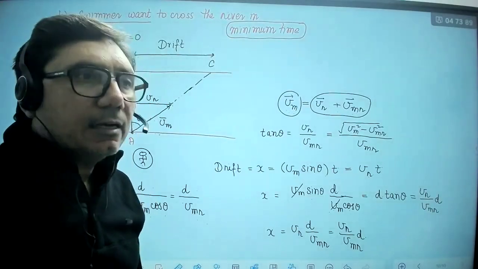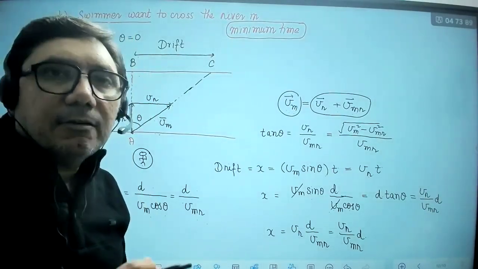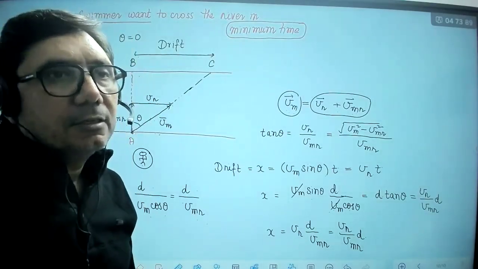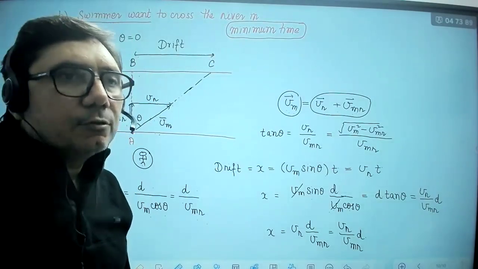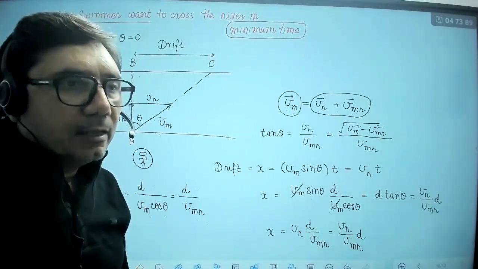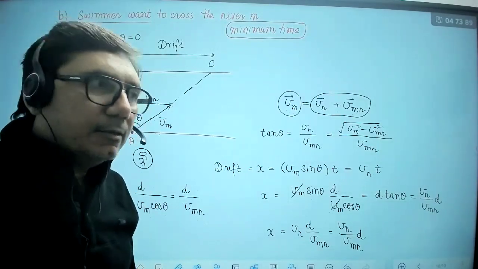In the next class, I will discuss the second case of this relative motion, as well as some questions related to relative motion so that you can understand these concepts in a much better way. Are you people following me? Yes, sir.